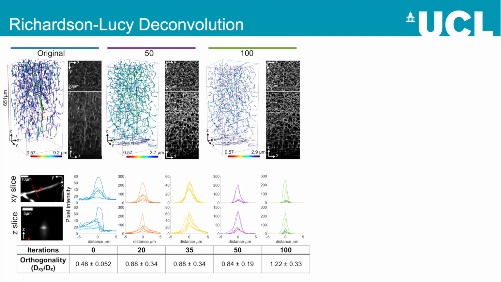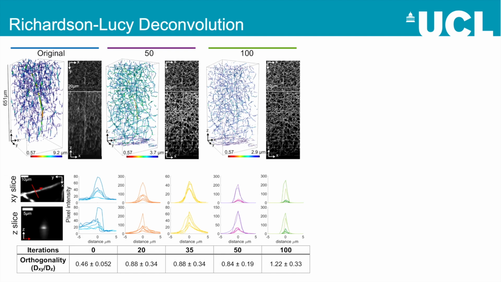So in this panel here, what you can see is 0, 20, 35, 50, and 100 iterations. And we looked at the orthogonality of selected vessels. So if you just look at the top row, I'll explain what we did. We looked through the vessel stacks to find 6 vessels that were all running approximately parallel to the imaging plane. We selected ROIs around these vessels, and we took a profile normal to the vessel direction. So you can see on the top panel on the left-hand side, that red line is the line profile.